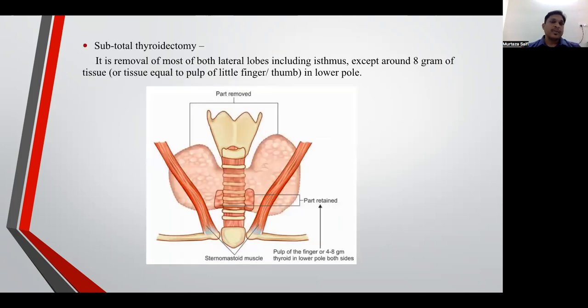Now, subtotal thyroidectomy is removal of most of both lateral lobes, including the isthmus, except for a tissue equal to the pulp of the little finger or thumb. So it is left. In this diagram, you can see the light part of the thyroid is removed in subtotal thyroidectomy, and a very small dark part is retained. You can see this picture. We are not removing the total thyroid.